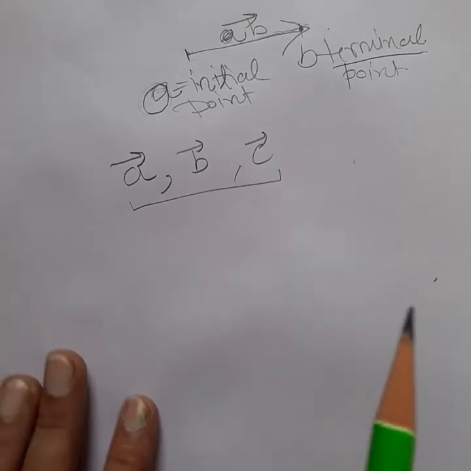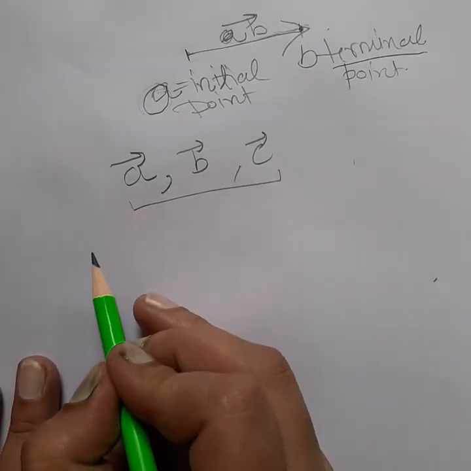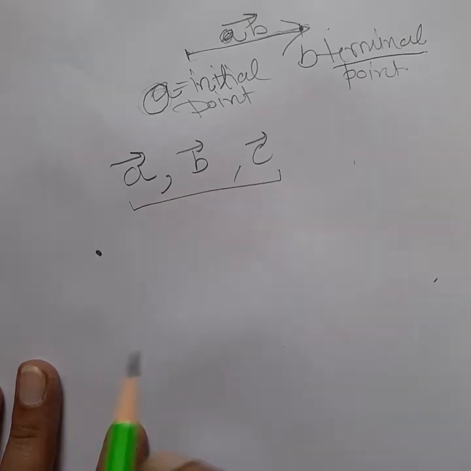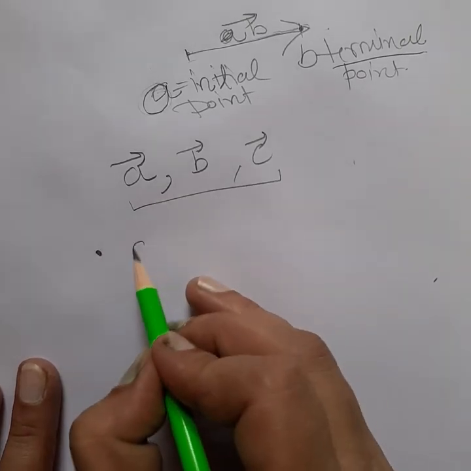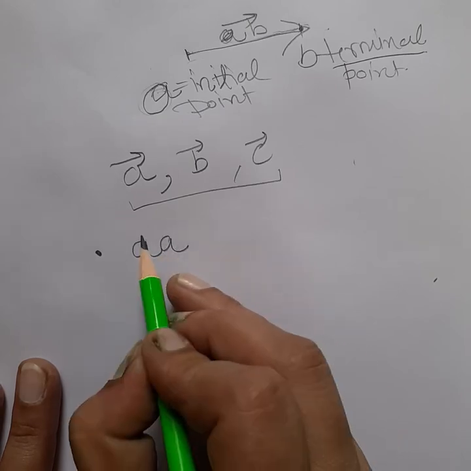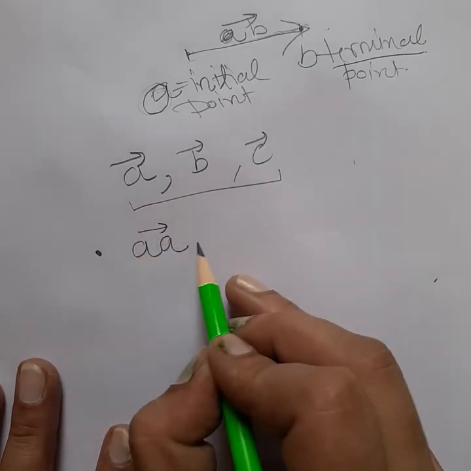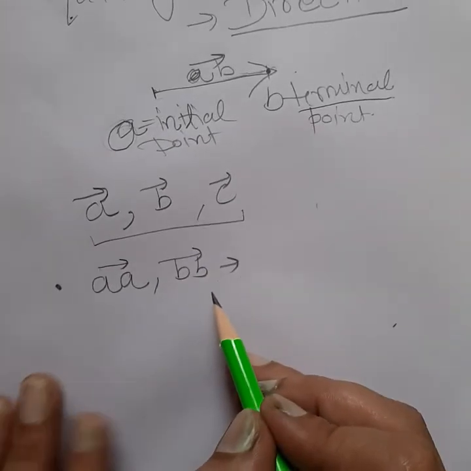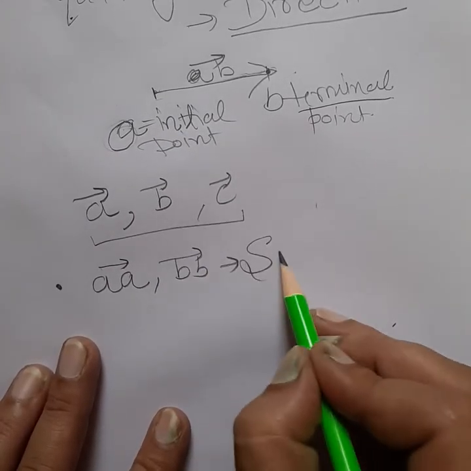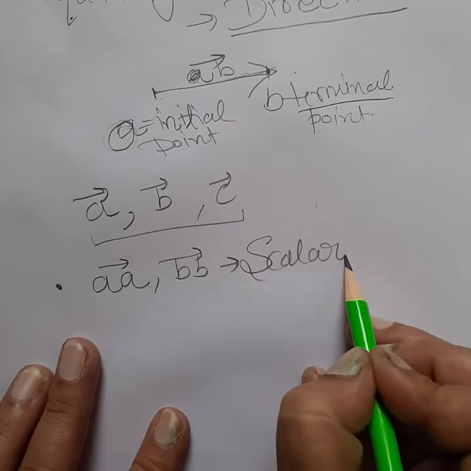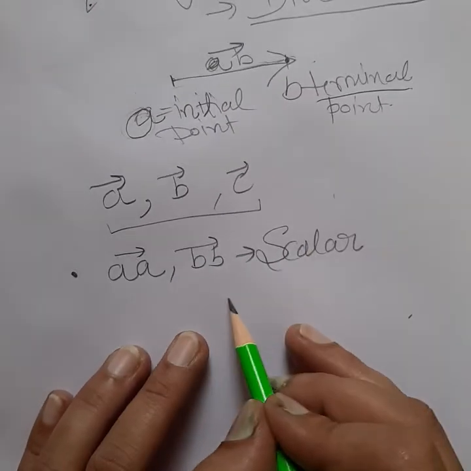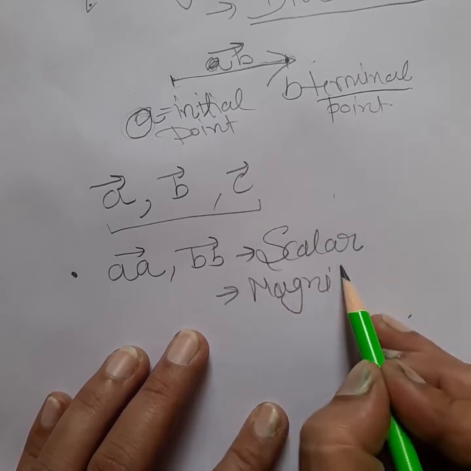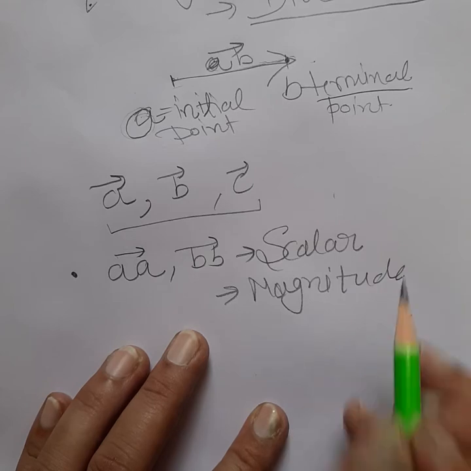Now the question is, what is a scalar point? A scalar point is a point, like a dot, which has not covered any distance. We write here A to A, meaning it is not covering any distance, and B to B. It has only magnitude, no direction. When we study scalar points, it means only magnitude, only length, not direction.